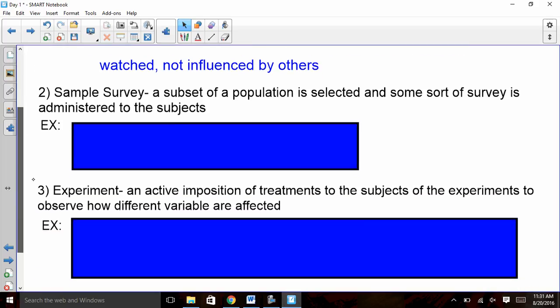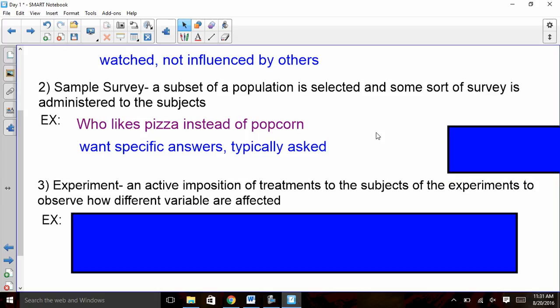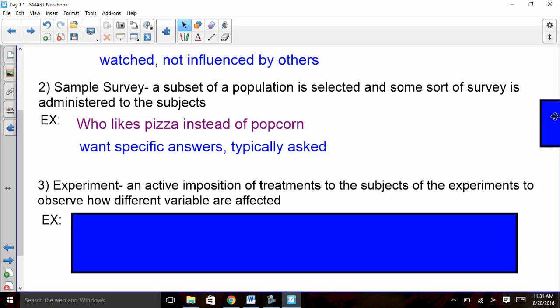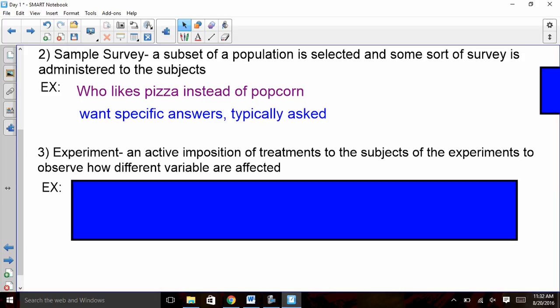The second way to collect data is called the sample survey. This is when a subset, which means a small set of the population, is selected and they're asked some questions. For example, say we try to ask the juniors who likes pizza over popcorn. The way to tell it's a sample survey is that you're looking for specific answers, and this is typically done by asking something, whether it be given out on a piece of paper or just, hey, do you like pizza or popcorn?